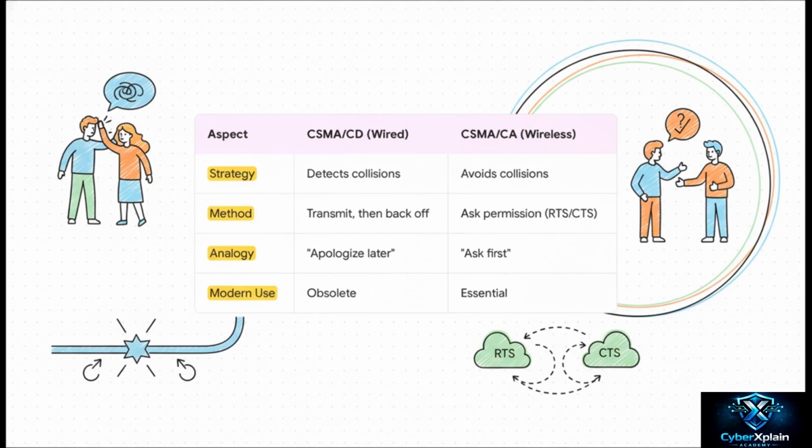But for wireless networks like Wi-Fi, we use CSMA/CA, or collision avoidance. Here, the whole goal is to prevent the collision from ever happening in the first place. A device listens, and then it basically asks for permission to send. It's like politely asking, "Excuse me," before you start walking through a crowded room.